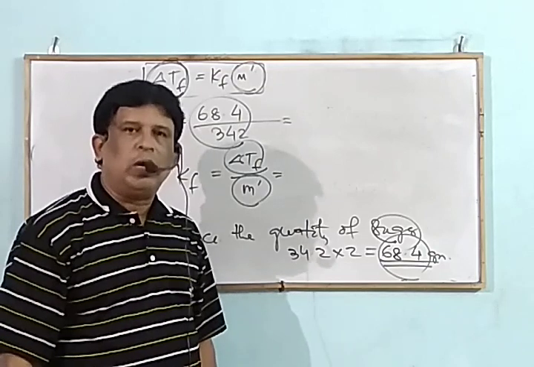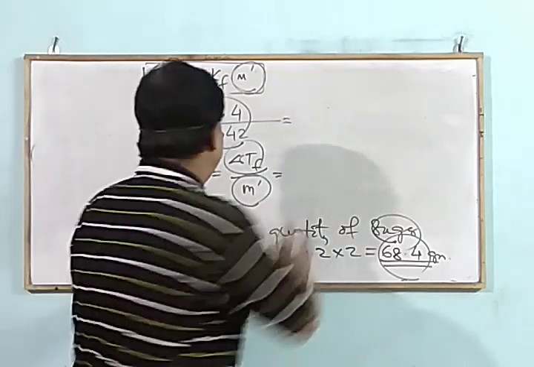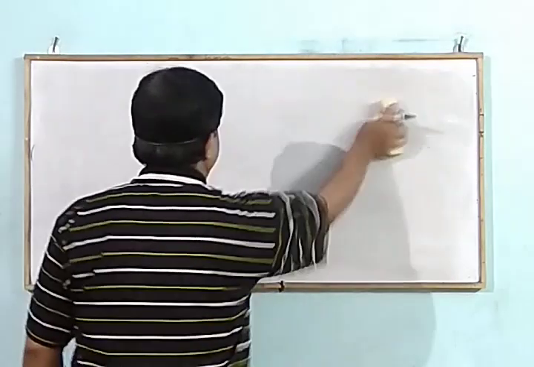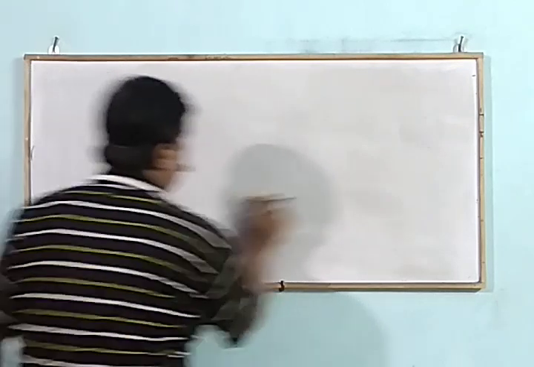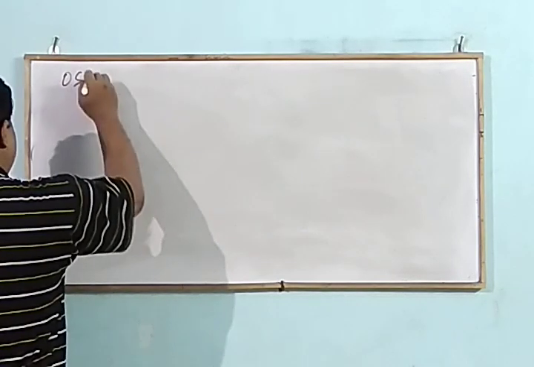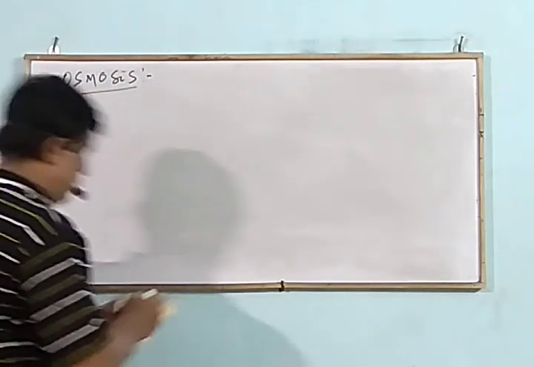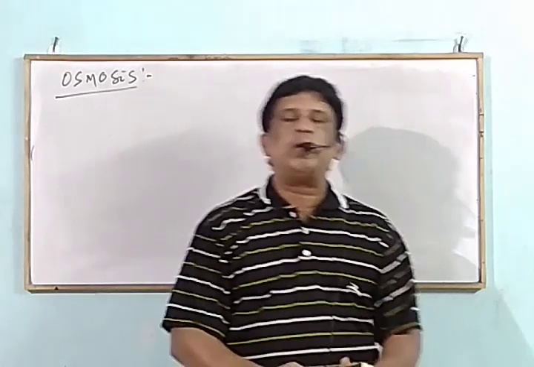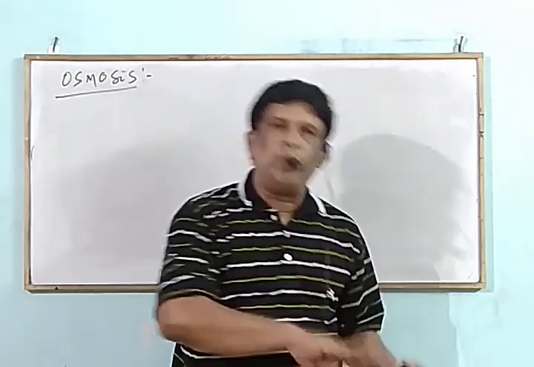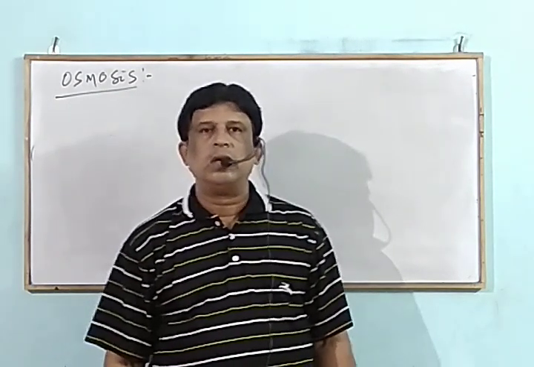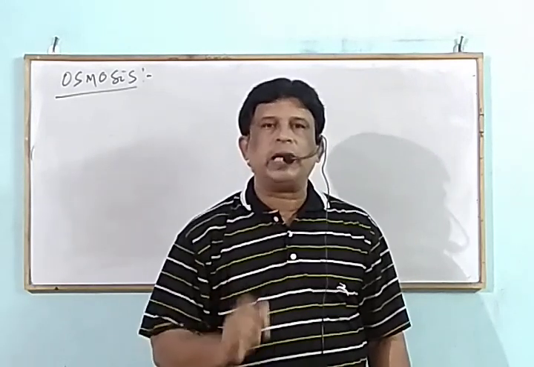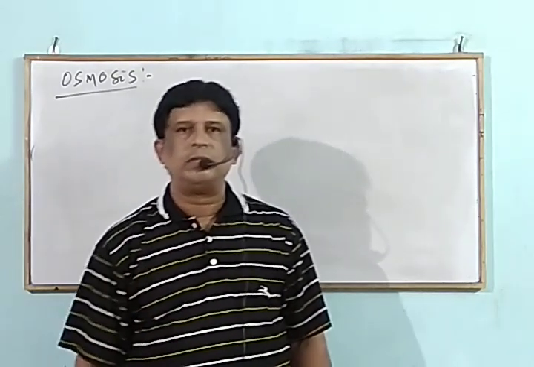Next we switch over to the third colligative property, that is osmotic pressure. Before going to osmotic pressure, it is necessary to discuss a term: what is osmosis? Osmosis is defined as the spontaneous flow of a solvent molecule from solvent towards solution, or from a solution of lower concentration to a solution of higher concentration, when both are separated by a semi-permeable membrane.